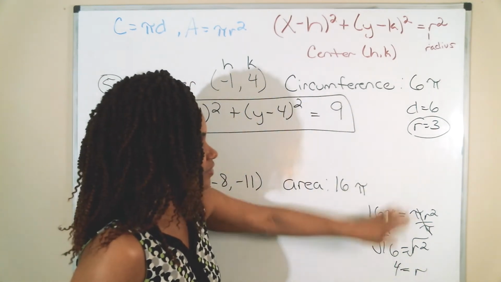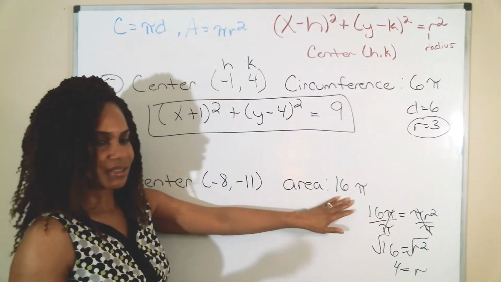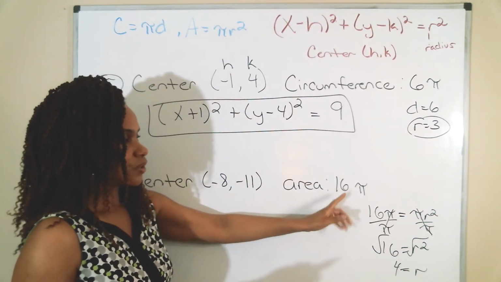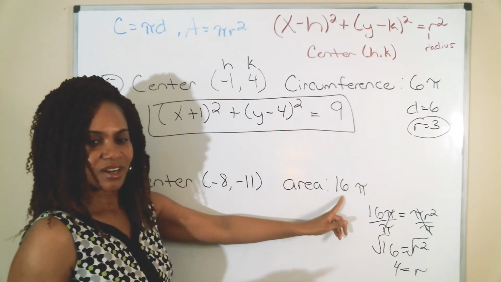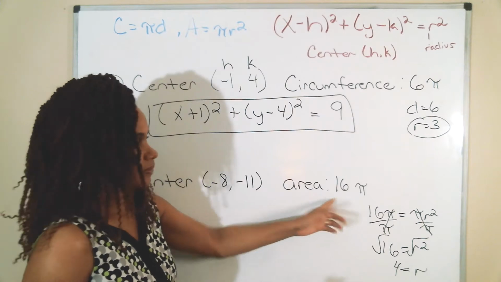So of course you don't have to go through all of this. If you're given the area and it is like 16 pi or 25 pi, you would just take the square root of that number next to pi. So the square root of 16 is 4.